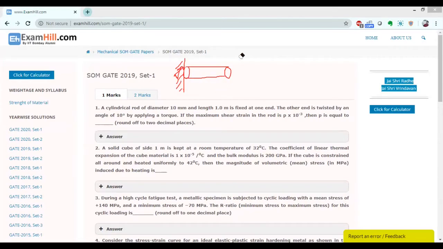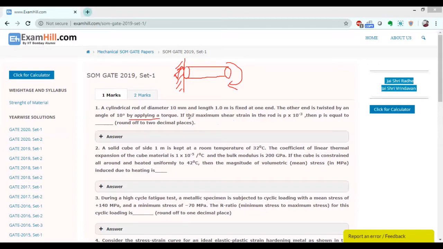Now what is it saying? The other end is twisted by an angle of 10 degree. So one end is fixed and the other end we are twisting, giving a twist, like a small rotation, by an angle of 10 degree, by applying a torque. If the maximum shear strain in the rod is this, then P is equal to this. So I think till now you are clear.